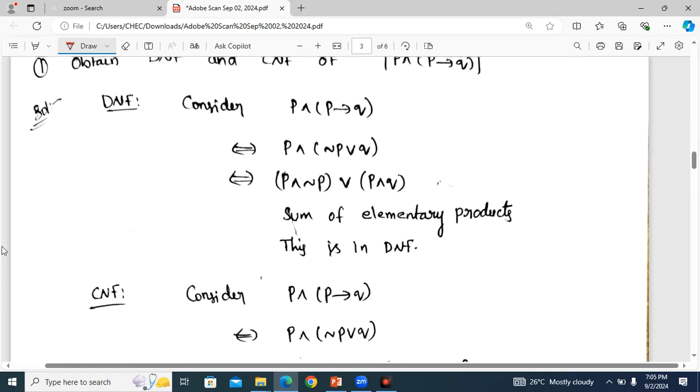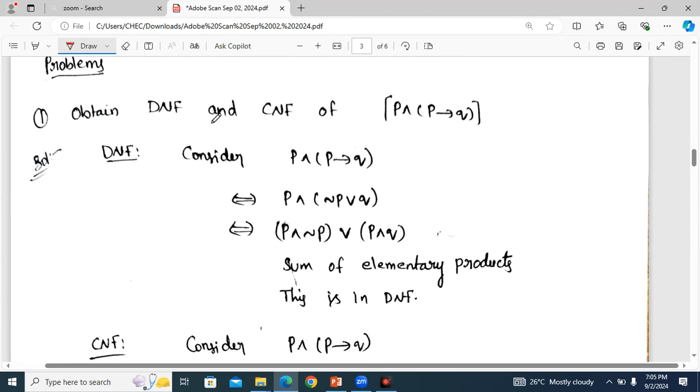First problem: obtain the disjunctive normal form and conjunctive normal form of P and (P implication Q). First we eliminate implications by using equivalent formulas, and then negations by using the negation law and De Morgan's law. Then we apply the associative law or distributive law. Then finally we get the disjunctive normal form for the given compound statement.